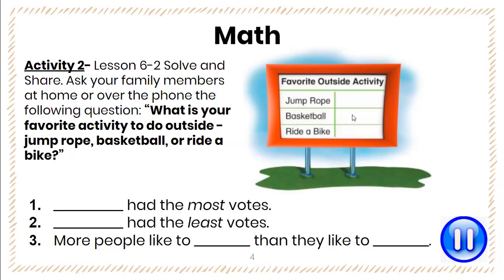Once you collect all your information, you're going to write these 3 sentences in your notebook. So you can use these sentences here by pausing the video and copying them in your notebook. Number 1, blank had the most votes. Number 2, blank had the least votes. Number 3, more people like to blank than they like to blank.